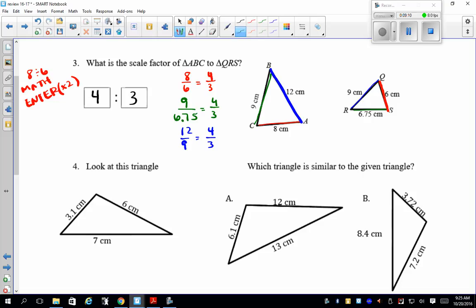This is the same meaning as writing it as a fraction, but it's just sort of a different way to write it as a ratio with this colon in between the two numbers as opposed to writing it as a fraction.